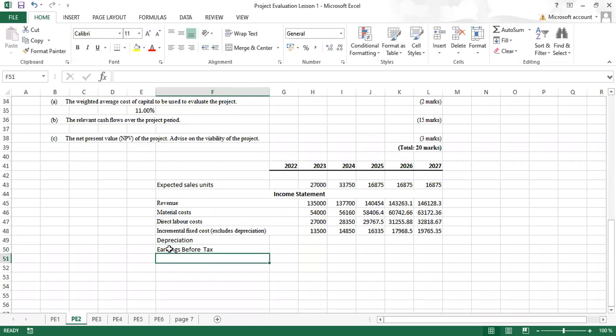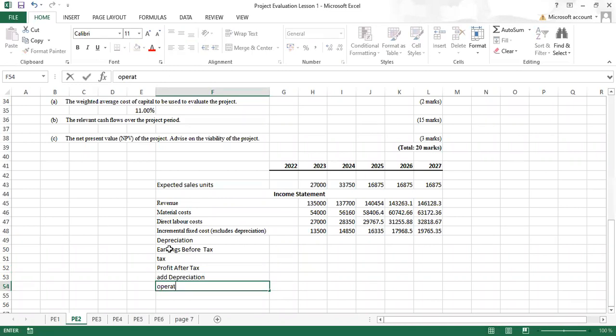Then we go to tax. After tax, we go to profit after tax, and then we add depreciation. We get our operating cash flows.